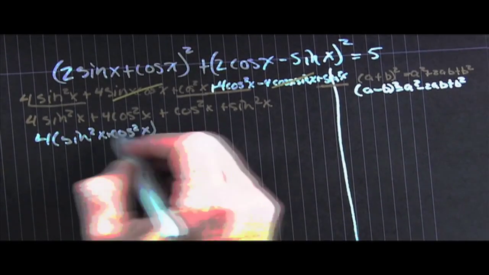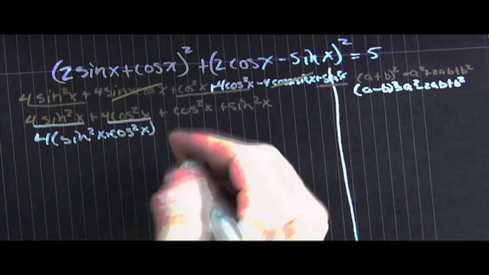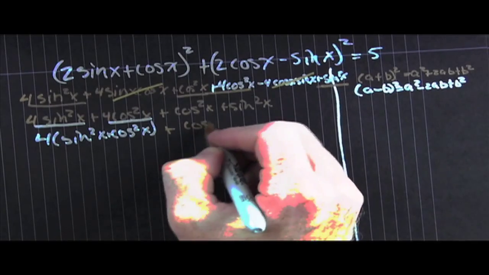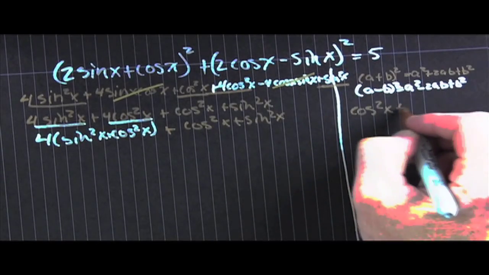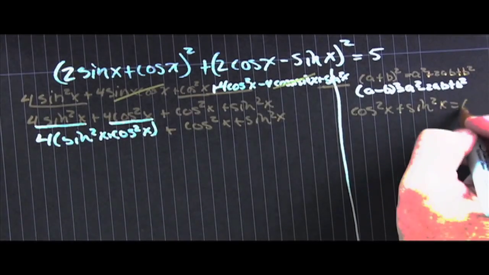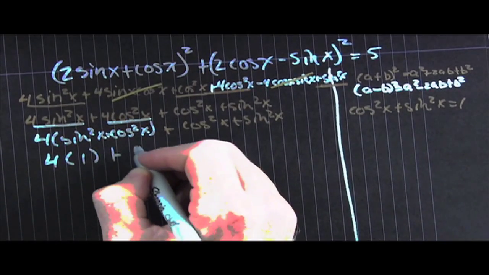And then this happened. Use it. Use it. Pythagorean. It's the Pythagorean. Cosine squared plus sine squared is 1. So, we evaluate each one of those, and we have 4 times 1 plus 1.